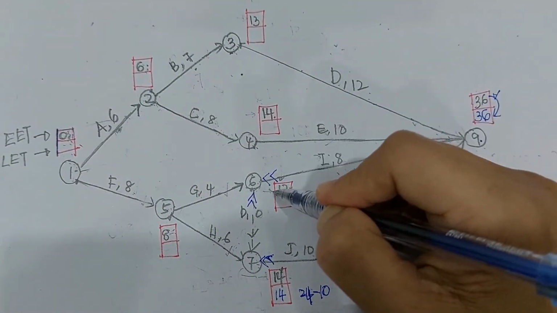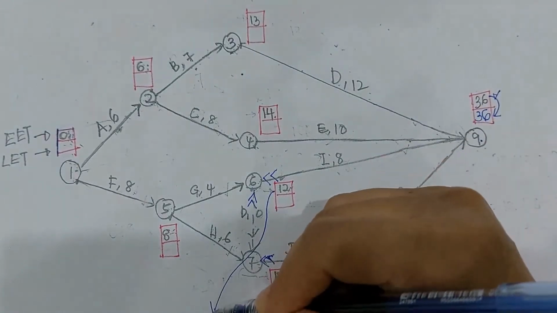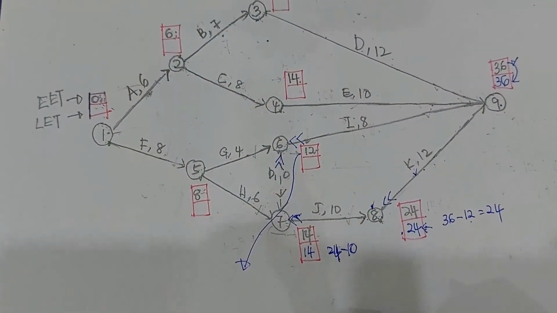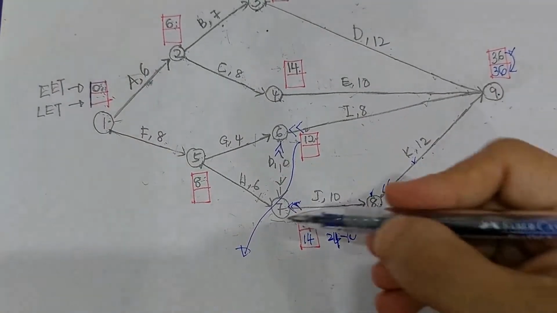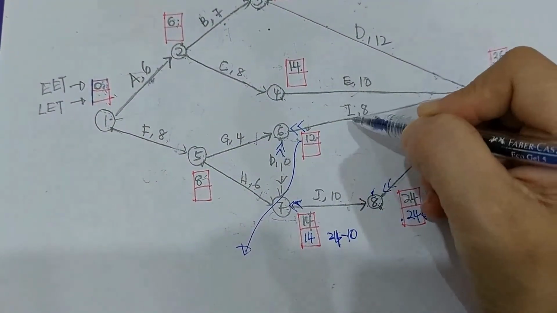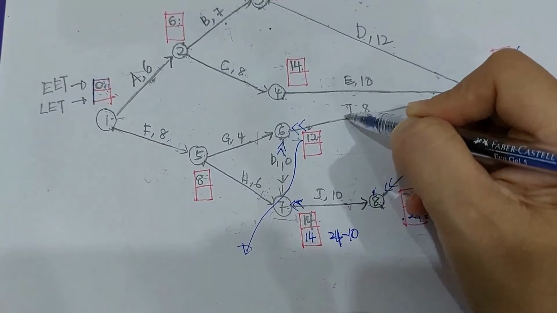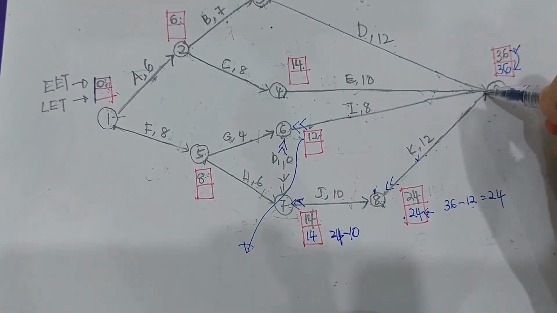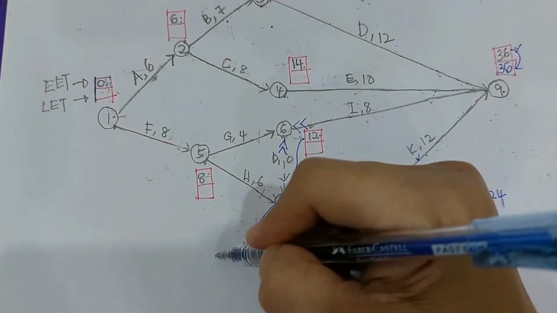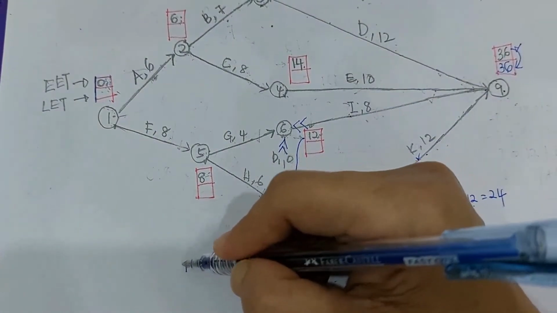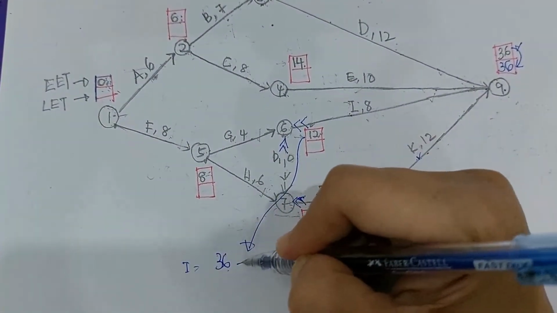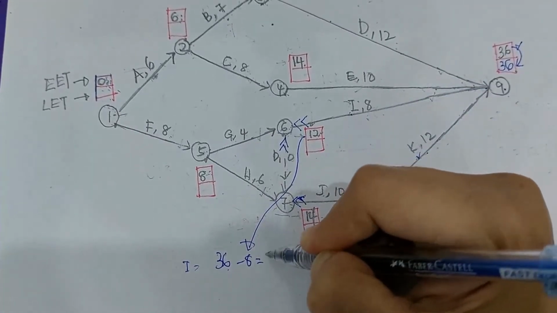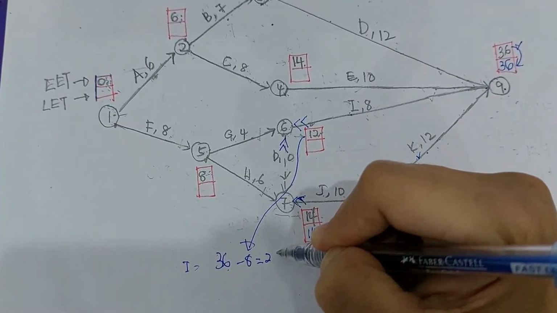Okay, I bring the calculation down here. First, we consider activity I. Activity I comes from event number 9, so the previous LET was 36. This is for activity I. 36 minus the duration for I, which is 8, so the answer is 28.